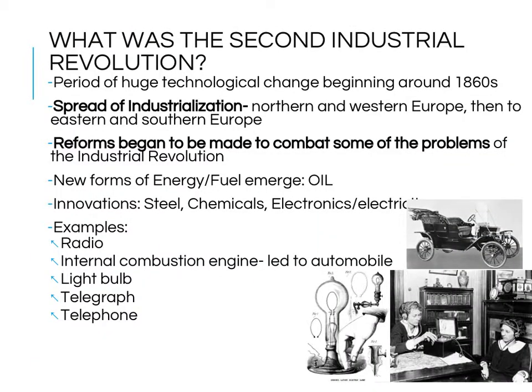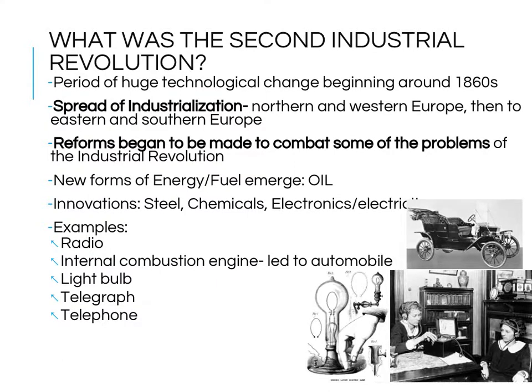There's also a second wave of industrialization called the Second Industrial Revolution. And this is just a period of huge technological change beginning around the 1860s on. So remember, the first industrial revolution we said started in Great Britain in the 1700s. This is the next wave. And so some characteristics: industrialization spread. So although industrialization started in Great Britain, it spread throughout the rest of Europe and eventually to the United States.